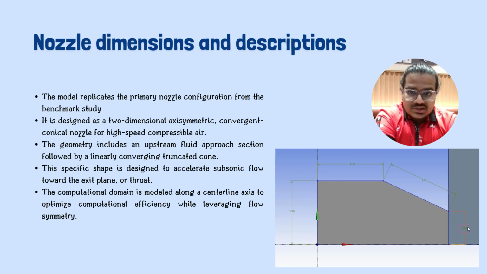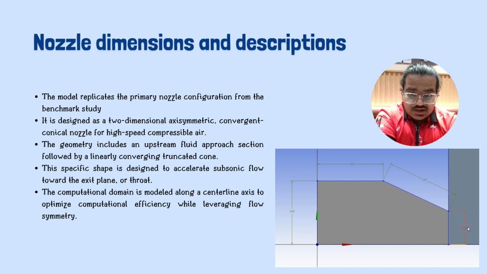The model replicates the primary nozzle configuration from the benchmark study. It is designed as a two-dimensional axisymmetric convergent conical nozzle for high-speed compressible air. The geometry includes an upstream fluid approach section followed by a linearly converging truncated cone. This specific shape is designed to accelerate subsonic flow toward the exit plane or throat.